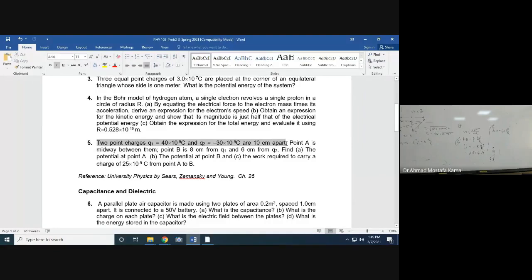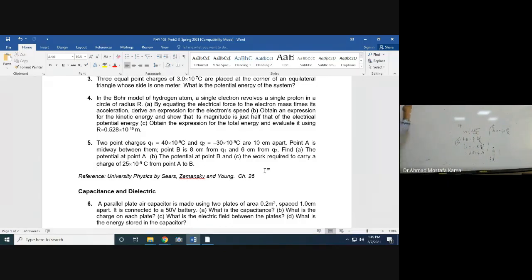10 centimeter apart. Point A is midway between them. বোঝা যায়? Midway between them, what is it? Right, মাঝামাঝি. And midpoint. Point B is 8 centimeter from Q1 and 6 centimeter from Q2. Find the potential at point A, potential at point B, and the work required to carry a charge of this from A to B. So the work required, we need the star equation. So if I draw the figure, that will be so easy to you.